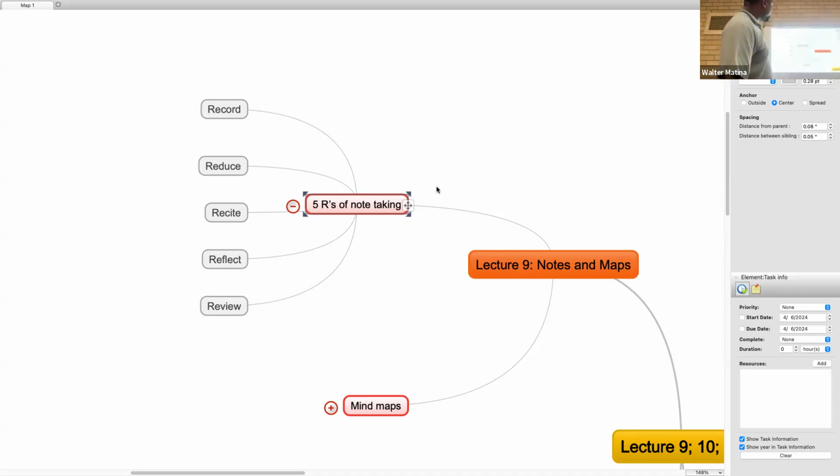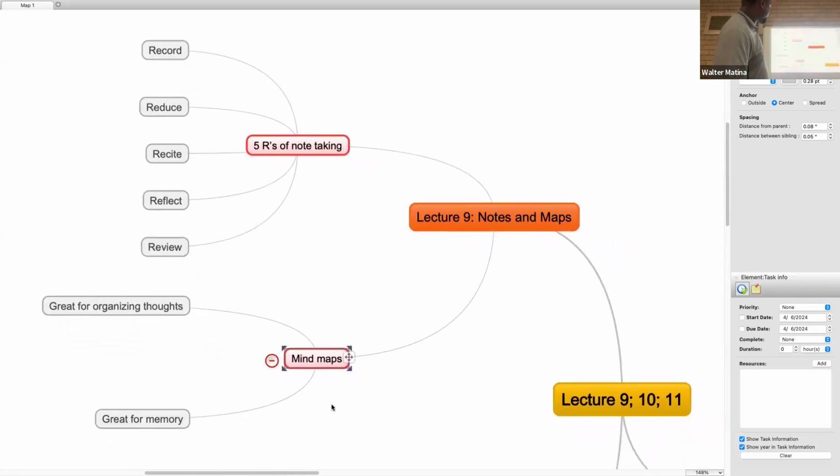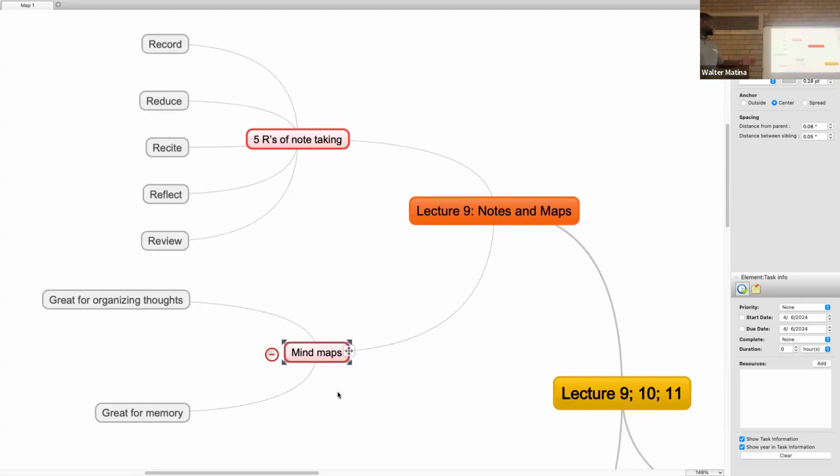Right. So the thing that I can do with this is literally structure everything that I need to be doing. As we can see here, lecture 9, notes and maps. We start off with note-taking and then mind maps and how they are beneficial and helpful to us. So if you look into your study guide, you can actually see this.